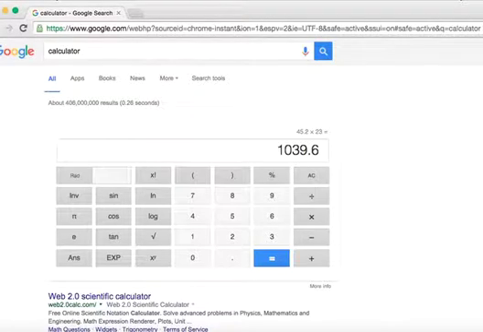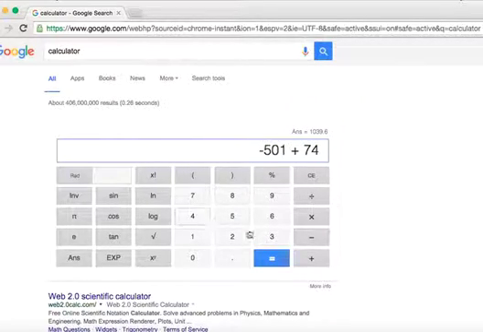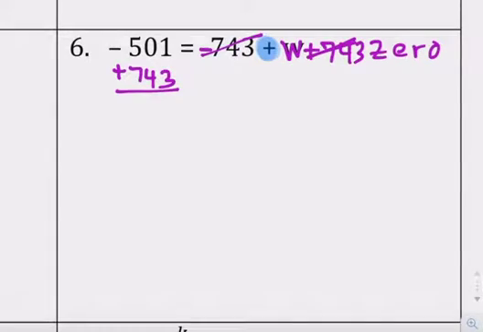So you take the calculator, clear it, put the negative in there: negative 501 plus 743. You get your answer, 242. 242 equals this left W.